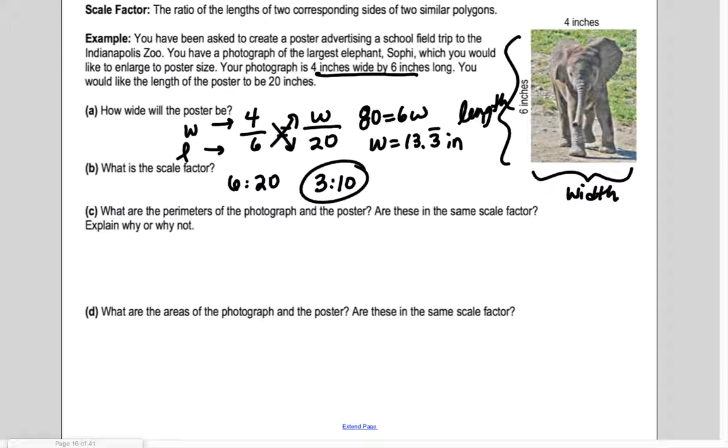It says, what are the perimeters of the photograph and the poster? Do you think the perimeters are also in that ratio? This is something you'll see a lot of on standardized tests, like the SAT will have questions like this. So what are the perimeters of the two? Let's do the perimeter of the photo.